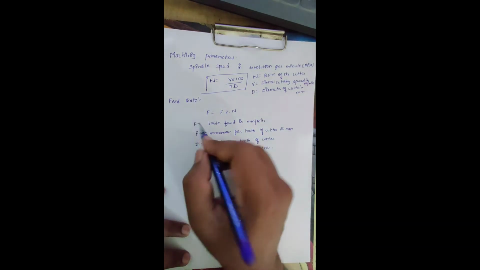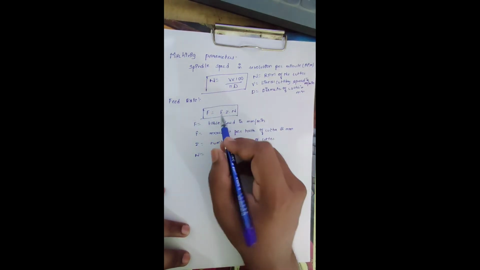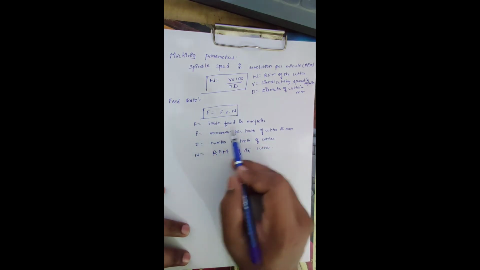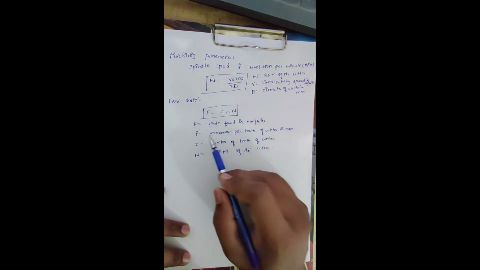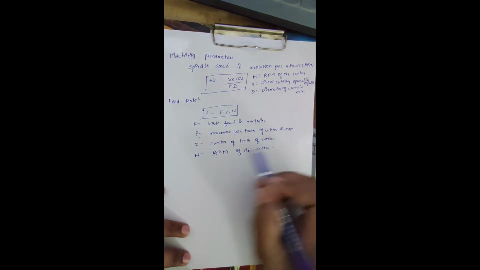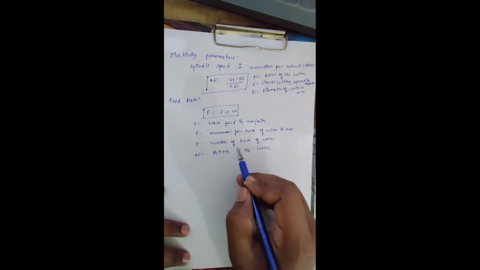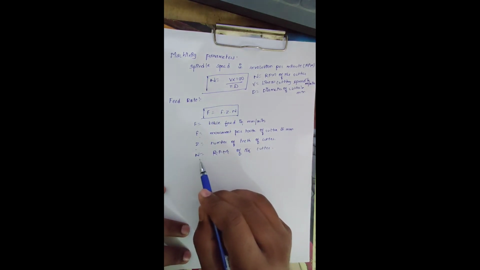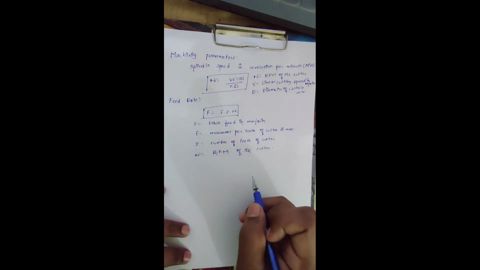The next one is feed rate. The formula is F is equal to small f Z N, where F is the table feed in mm per minute, small f is the movement per tooth of the cutter in mm, Z is the number of teeth of the cutter, and N is the RPM of the cutter.